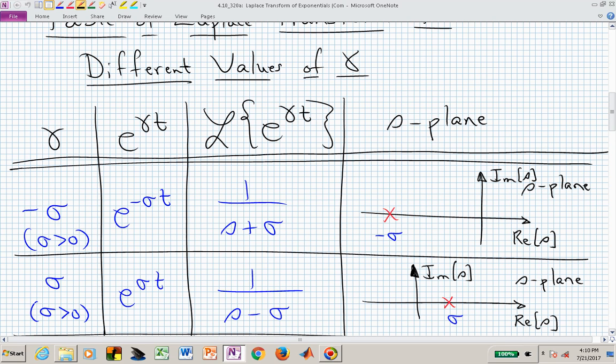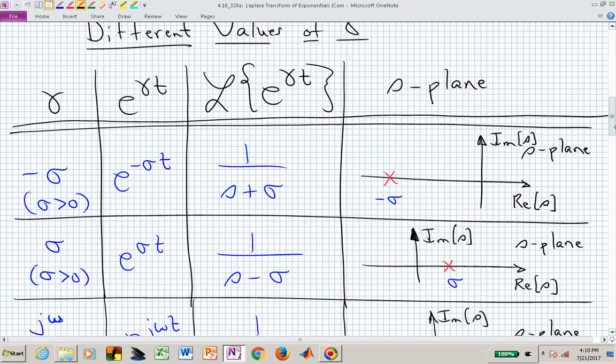Contrast that with the first row in this table where we have a pole in the left half plane. That now corresponds to a decaying exponential, or somewhat better behaved waveform as a function of time. The second row in the time domain corresponds to an unbounded waveform in time.